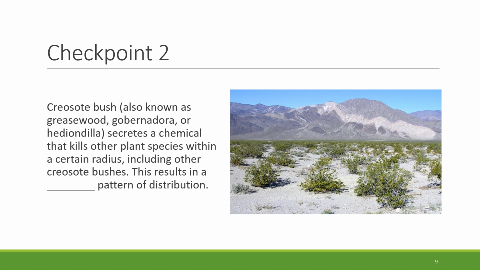So we'll now take a pause for a couple of checkpoint questions. In this first one, we will consider the example of a creosote bush, which you may know is also called by other names. You may know it as greasewood, gobernadora, or hediondilla. Whatever you know it by, creosote secretes a chemical that kills other plants around it within a certain radius, including other creosote bushes, which benefits the plant by reducing its competition for water and other resources. So this results in what type of pattern of distribution, which you can see in the photo on the right.